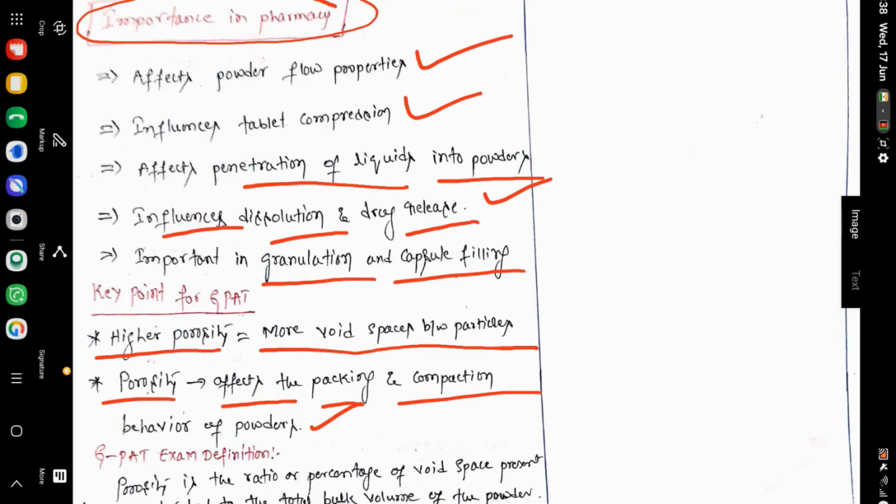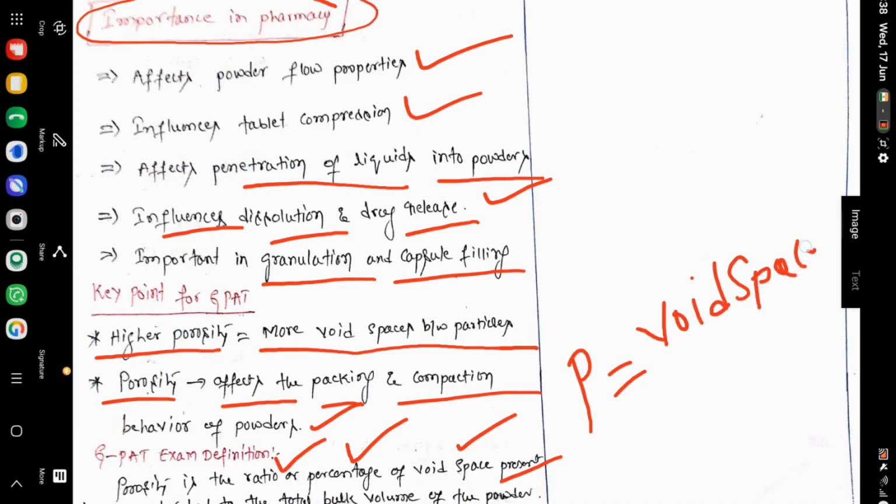Porosity is defined as the ratio or percentage of empty space or void space present in a powder bed to the total bulk volume of the powder. Means here porosity is the ratio of the percentage of void spaces or empty spaces, that is, space between the powder particles, divided by the total volume or bulk volume of the powder sample.